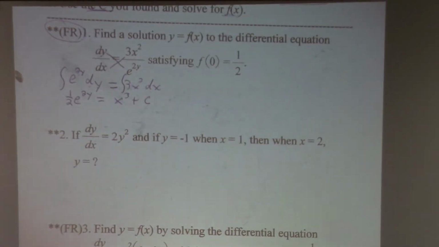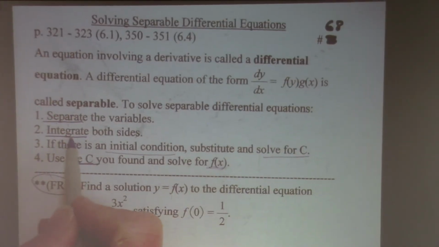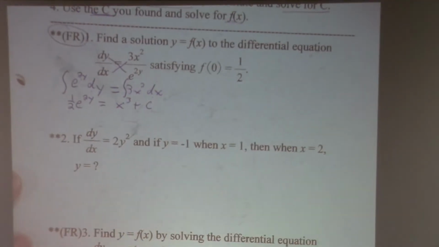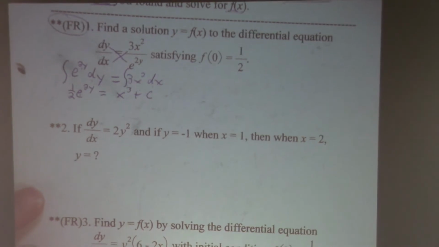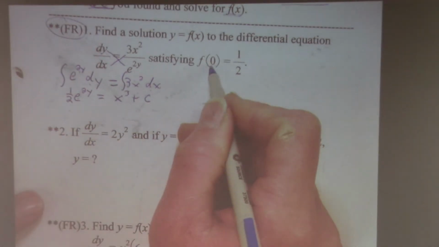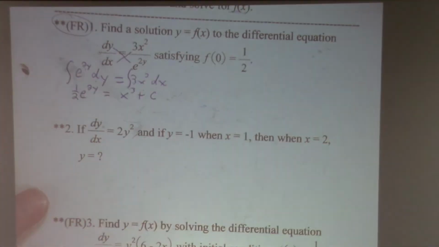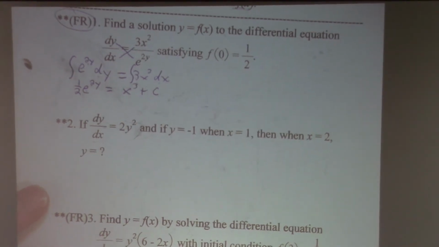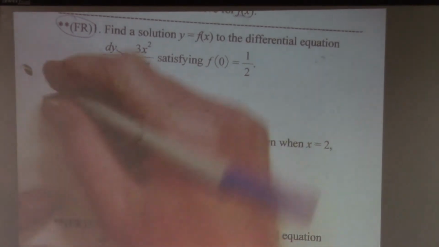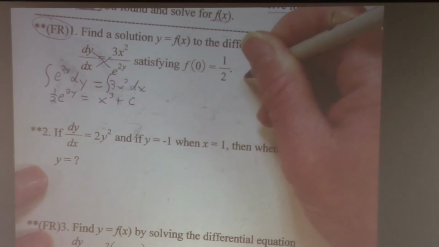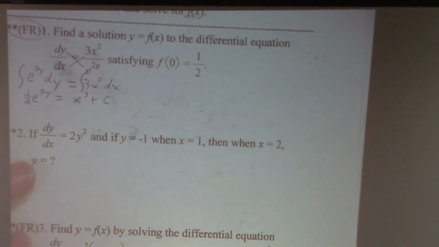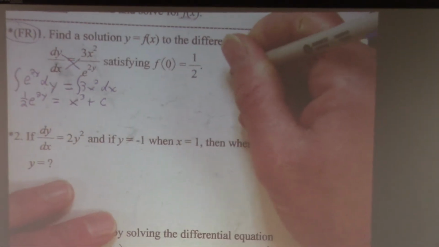Okay, so we've separated and we've integrated. Now we're going to use our initial condition, and we're going to find c. The initial condition for this problem is that when x is 0, y is 1/2. So we're going to put in a 0. I'm going to come over here and do this work over here and then go back to my main work. You don't have to do it that way, but this is certainly one way you can do it.